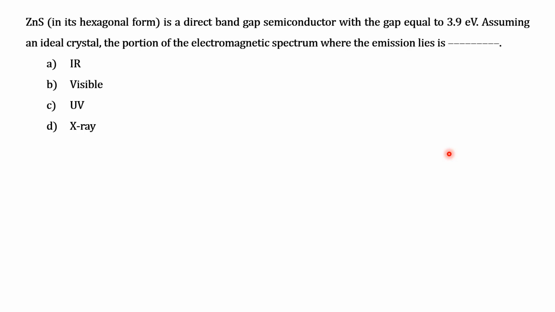Yes. So what we are doing is using Planck's law, hc by lambda. So lambda is equal to 1240 by E. So this E value is given to you, 3.9 electron volt. When you substitute, you get 317.94 nanometers, approximately 318 nanometers. So where does this 318 lie?